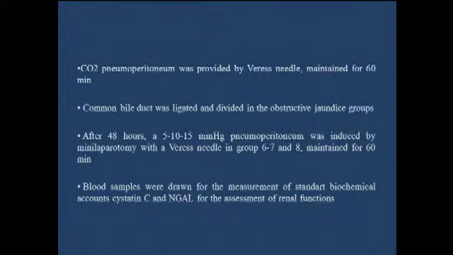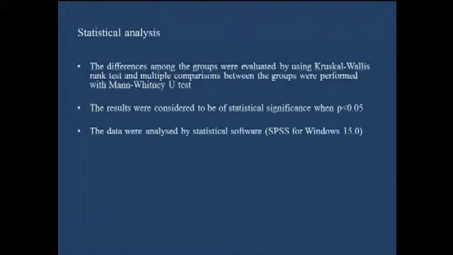Carbon dioxide pneumoperitoneum was provided by a Veress needle and maintained for 60 minutes. Common bile duct was ligated and divided in the obstructive jaundice groups. After 48 hours, a 5, 10, or 15 mm Hg pneumoperitoneum was induced minimally invasively with a Veress needle in groups 6, 7, and 8, maintained for 60 minutes. Blood samples were drawn for the measurements of standard biochemical counts, cystatin C and NGAL for assessment of renal function. The data were analyzed by statistical software.